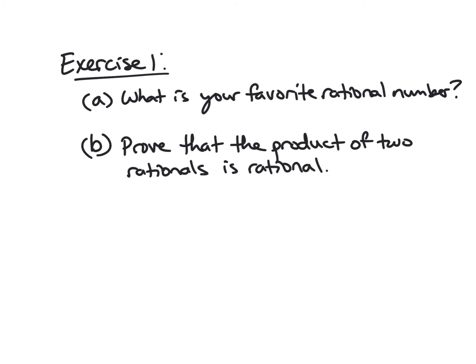And second, I want you to prove that the product of two rationals is rational, and I would look closely at how we do the sum. This should actually be a little bit easier because you're not going to need to worry about a common denominator when you're multiplying, like you did when you were adding.